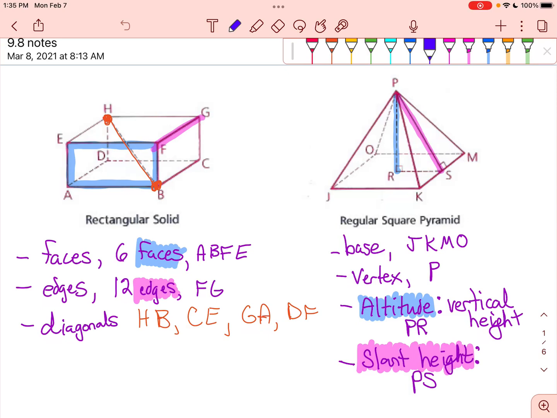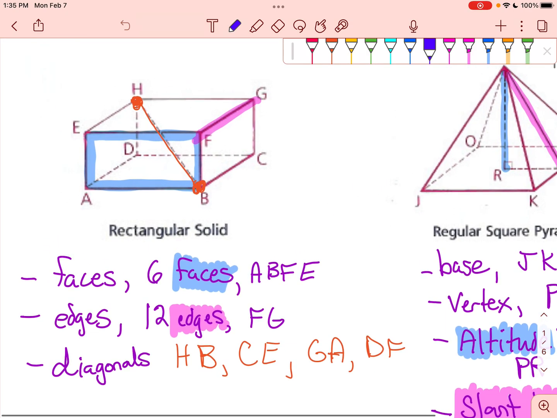Okay, so section 9.8, which is the Pythagorean theorem and space figures. We are going to be talking about three-dimensional shapes. The first one we're going to be referring to is called a rectangular solid. So a rectangular solid has 6 faces.